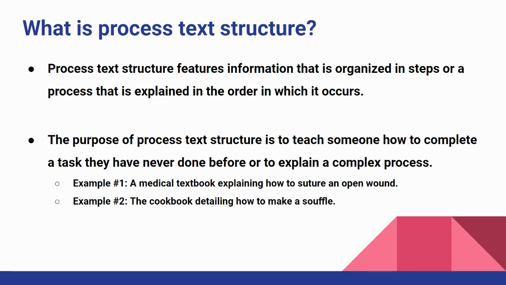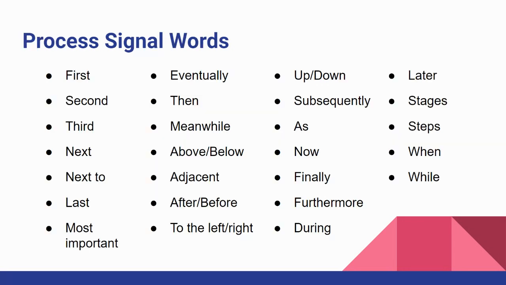For example, a medical student might have a medical textbook explaining how to suture an open wound, or cookbooks, they detail exactly how to make something, a souffle, a cake, a pasta dish. That is a process text structure. The author of that cookbook is using what's called a process text structure.